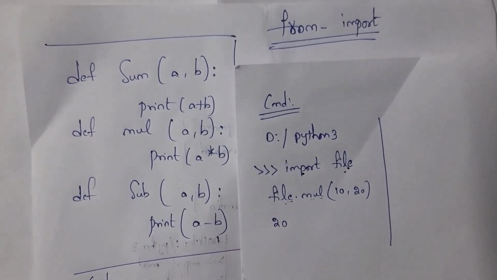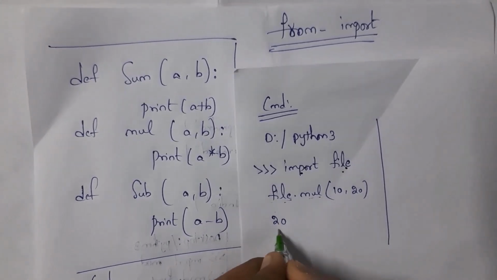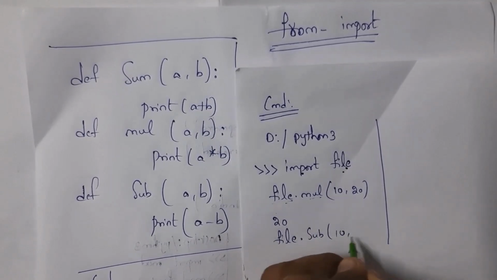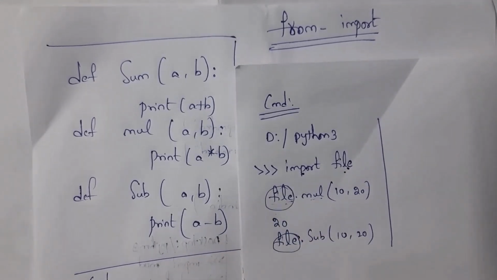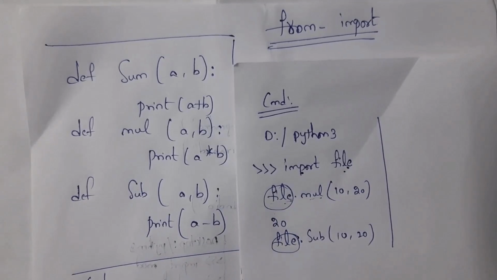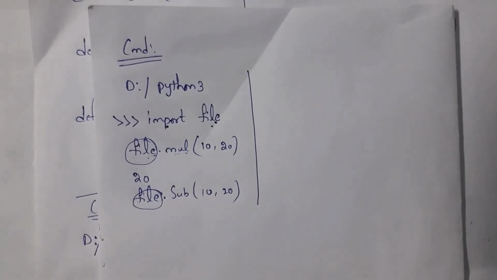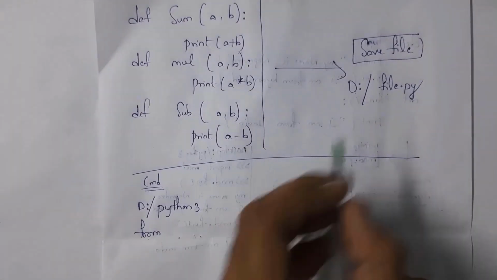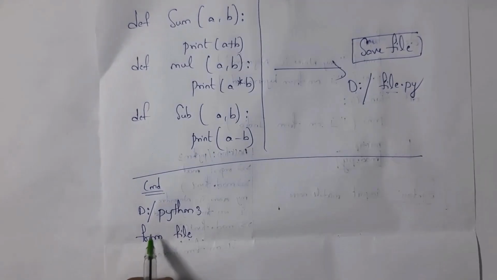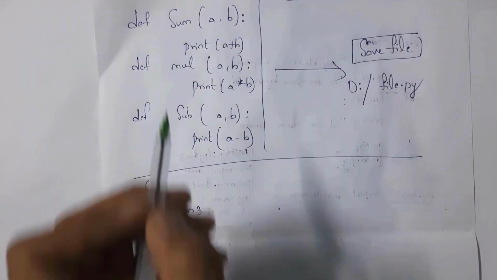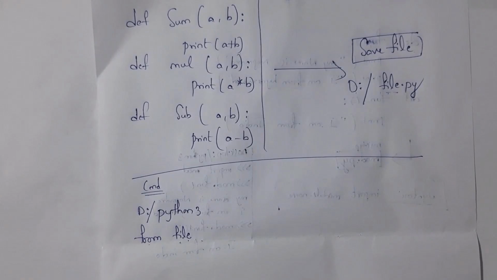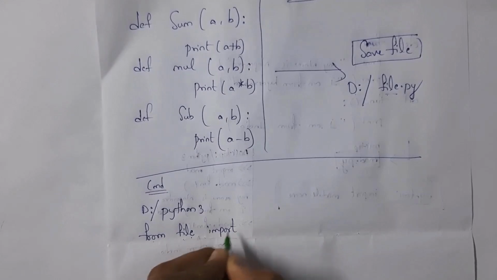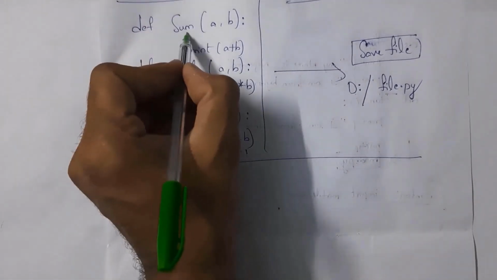And similarly, for example, if you want to perform subtraction, again you need to write here the module name file dot sub of 10 20. So instead of including the module name again and again, you can use the from and import keywords. So instead of writing like this, you can also write like this. Open Python, and here you need to write from module name, that is file. From module file I am importing functions. For example, I want to perform only addition and subtraction. So there is no need of importing multiplication. So just write here import. I want to perform only addition and subtraction.